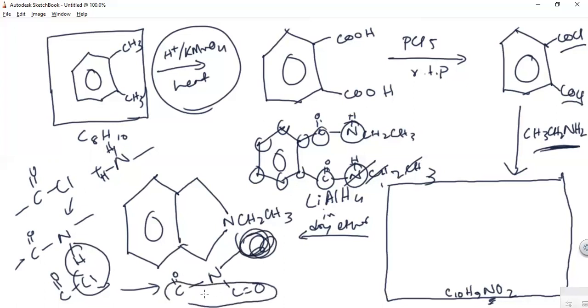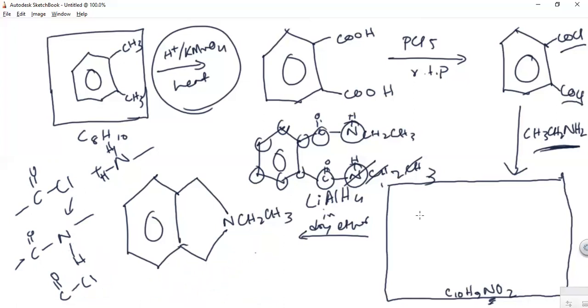In both cases, we can have both acyl chlorides reacted with one nitrogen. That means this is possible. So the same sort of reaction can take place in our condition, in the reaction they have provided us with. So over here we can have, just a minute.